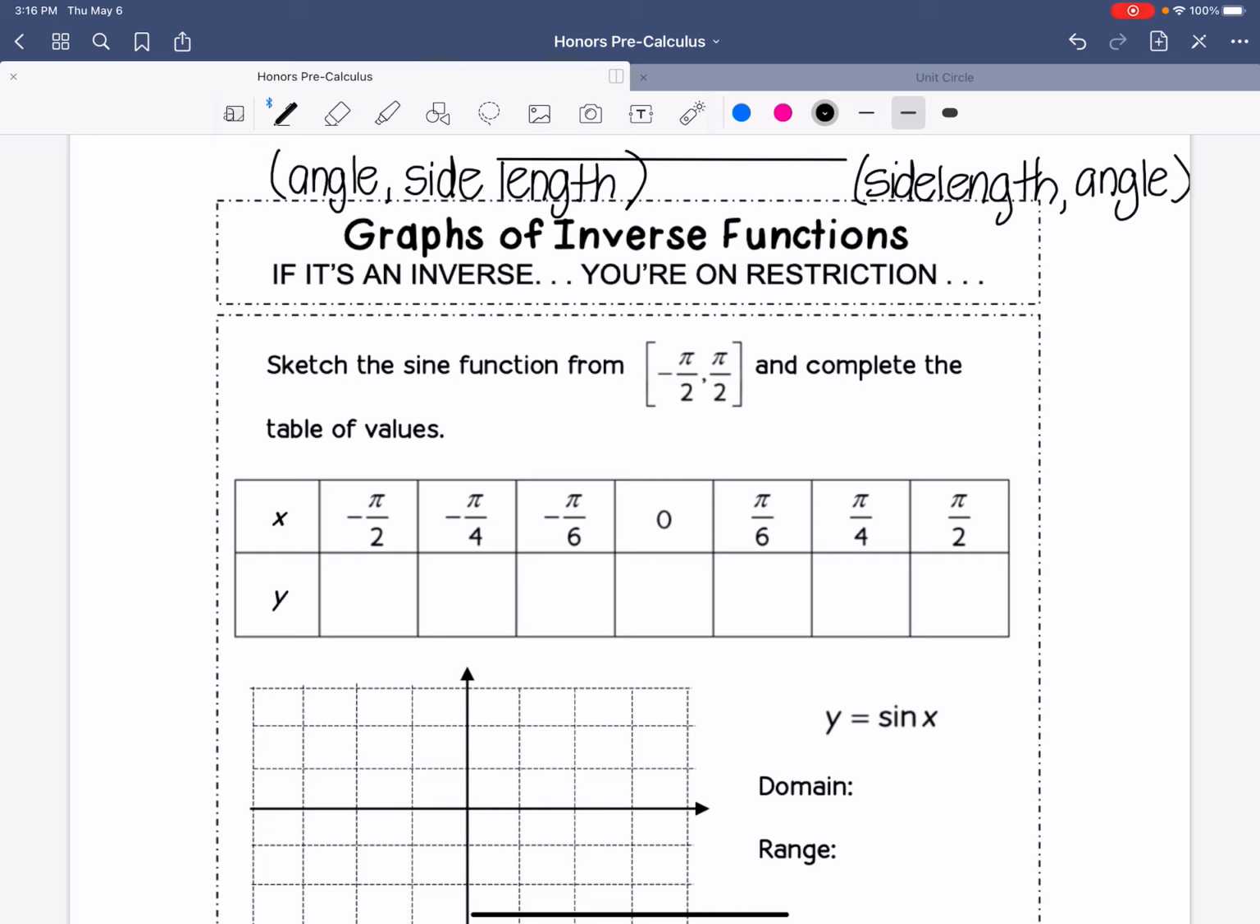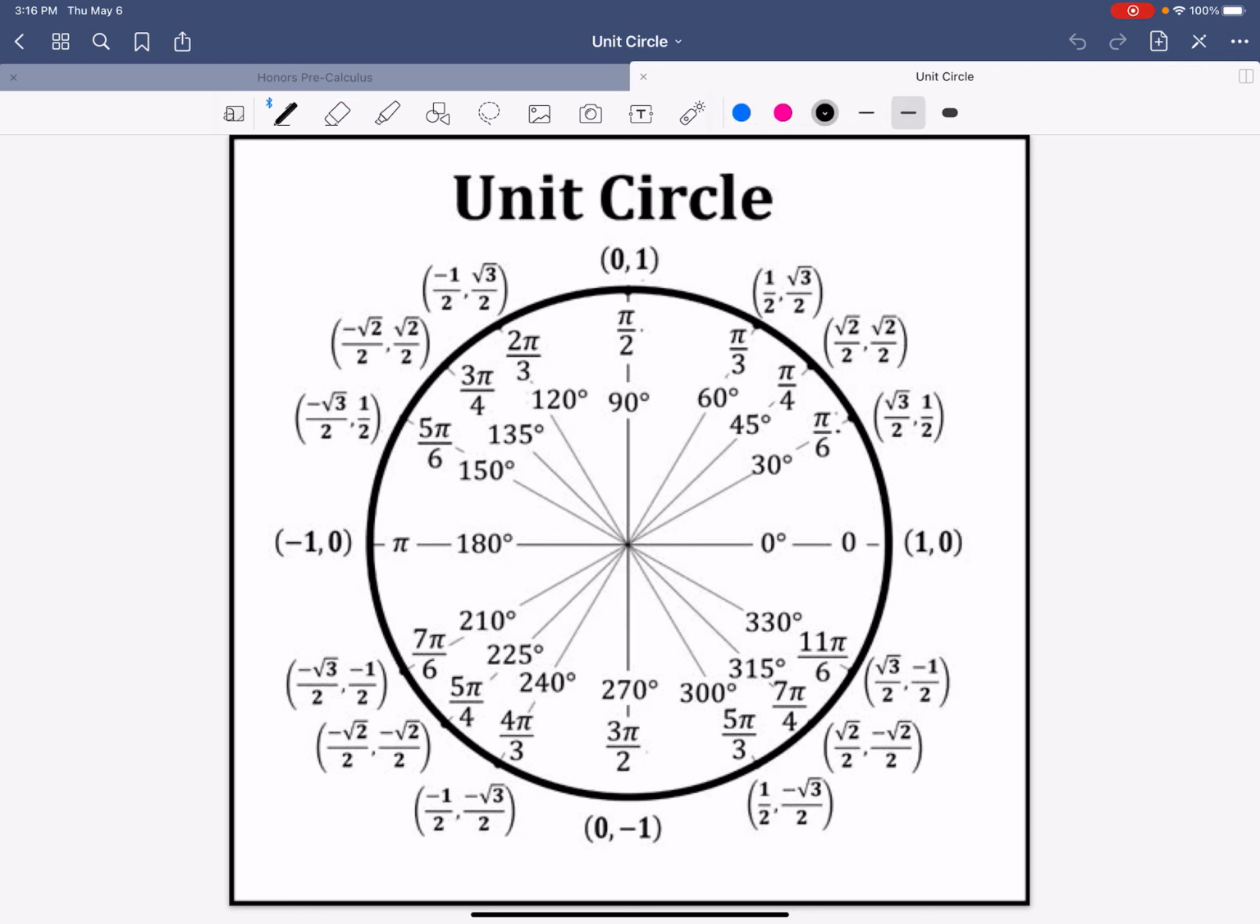So when we think about a sine graph, a sine graph is going to keep repeating its wave over and over because the lengths of those values keep repeating as you rotate around your unit circle. So as I look at my values here, for sine I have 1/2, square root of 2 over 2, the square root of 3 over 2, and 1.